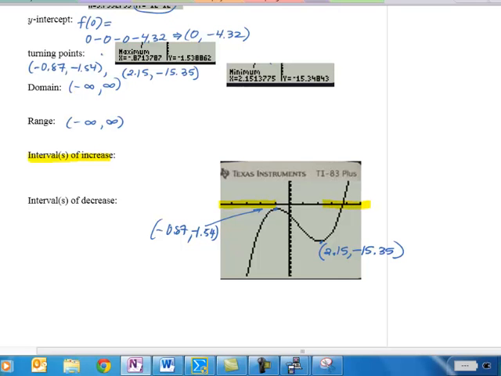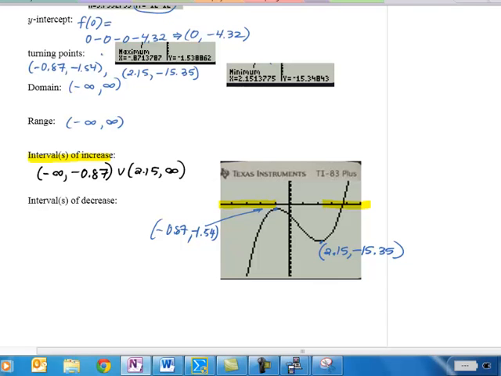So again, the intervals of increase are always x intervals. We don't care what the y values are, we just care that they're going up over this x interval. Looks like negative infinity to the x coordinate of this high point, which is negative 0.87. And we always list them as open intervals, so we don't include the endpoint. And then the other stretch appears to be this x coordinate of the low point, so 2.15 to infinity.